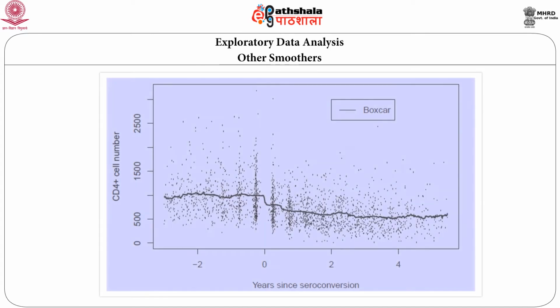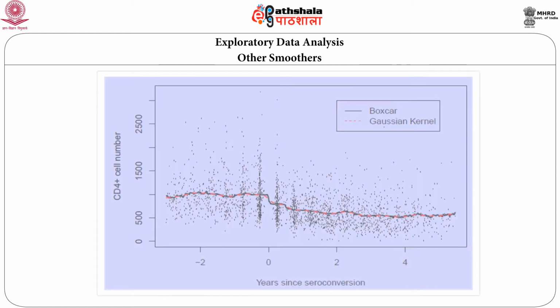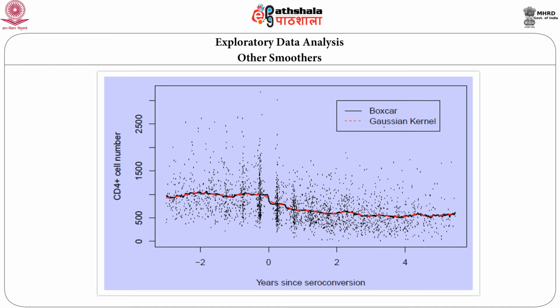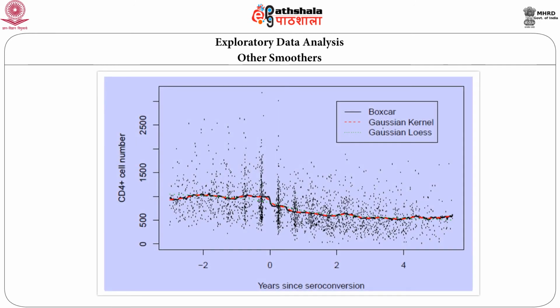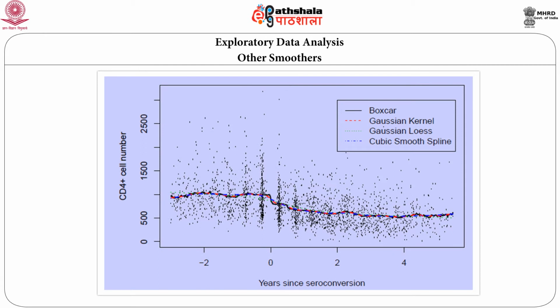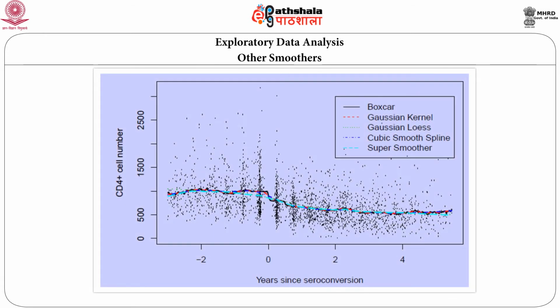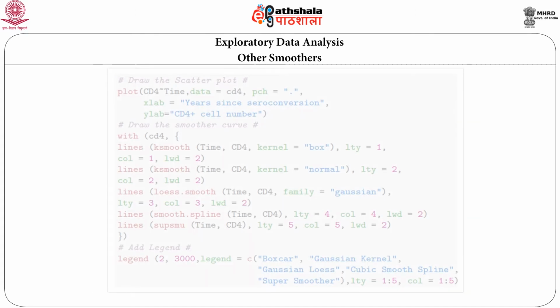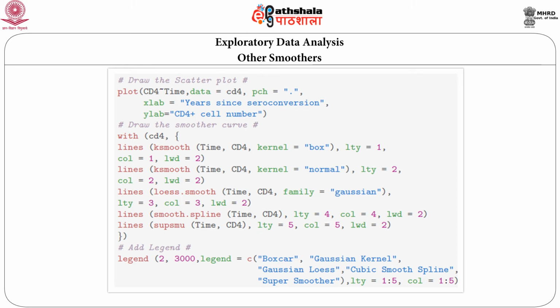There are a lot of ways of producing smoothers. One is called the boxcar smoother. We can have something called the Gaussian kernel smoother. We can have something called the Gaussian lowess smoother. We can have something called the cubic spline smoother. And we have something called super smoothers. So essentially these are different techniques of smoothing the data, and this can be produced using the following set of commands.